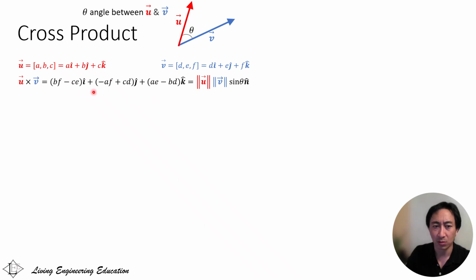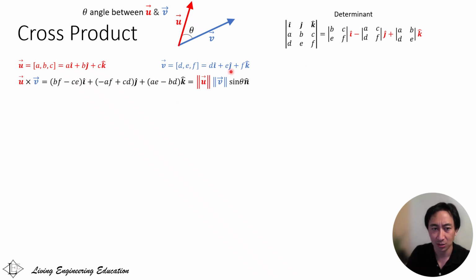How do we remember something so complex as listed right here? Well, one thing we can learn is the determinant. We're going to learn more about determinants in a future video, but for now we're going to use it for one specific case. So if I want to take a cross product, I want to remember this rule. I can draw a 3x3 matrix and tell it I want to find the determinant by drawing a vertical line on the left and right side of this matrix.